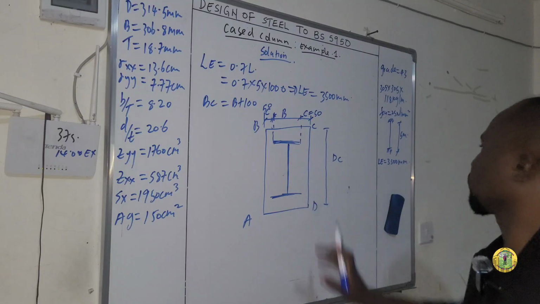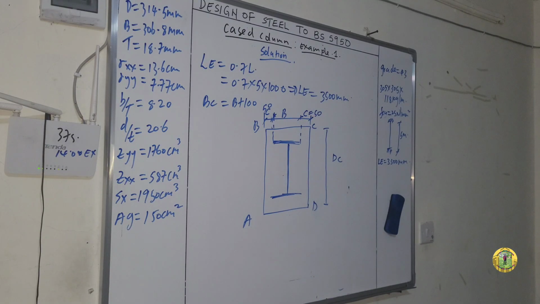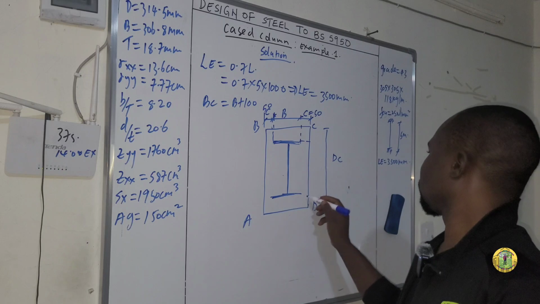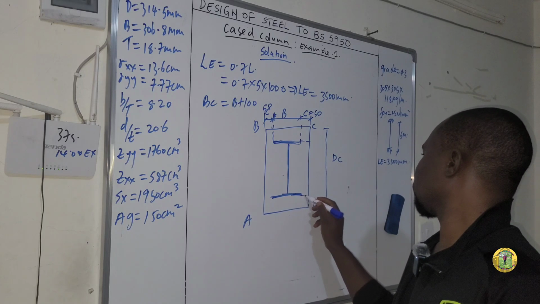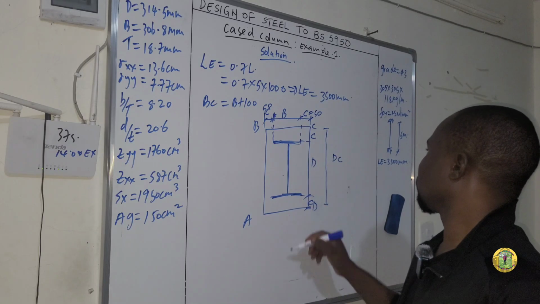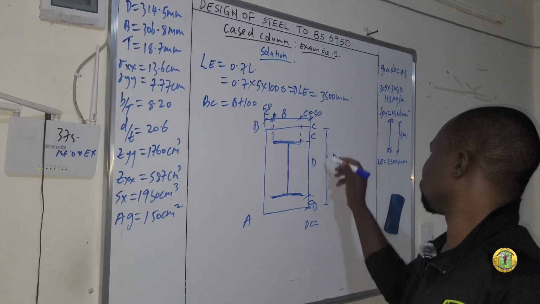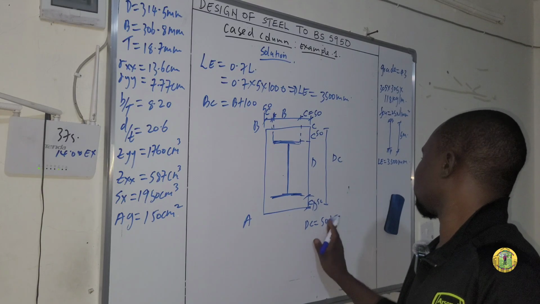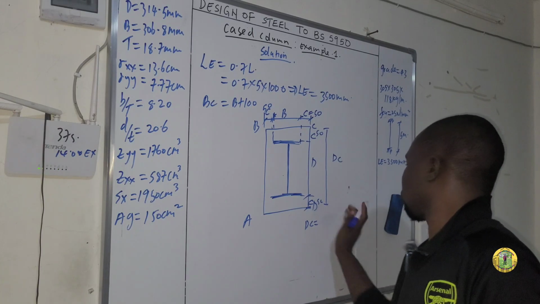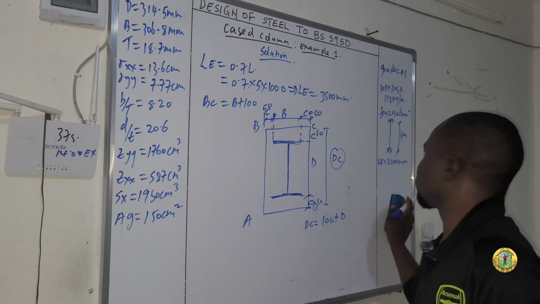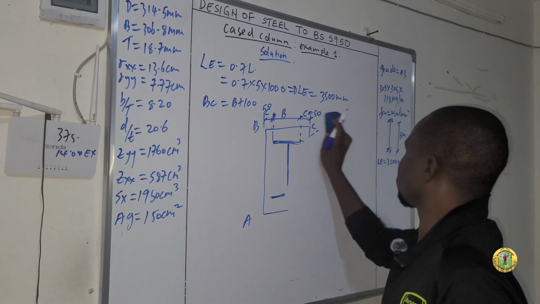We have already covered this. You can check in what we have just concluded. So it is B plus 100. The same case applies to this one. If this is cover and also this is cover and this is D, to get DC it will be 50 plus 50, which is 100, so 100 plus D. So that is for the DC.